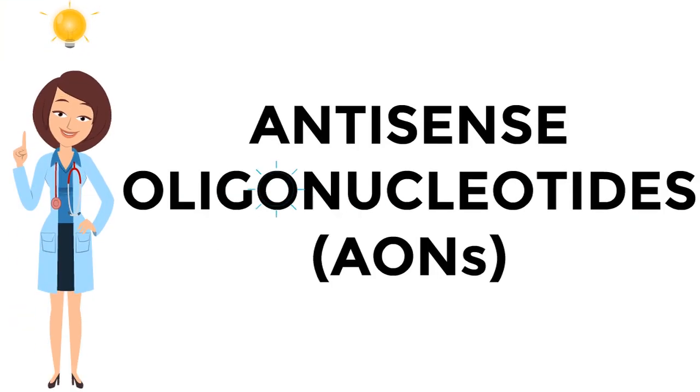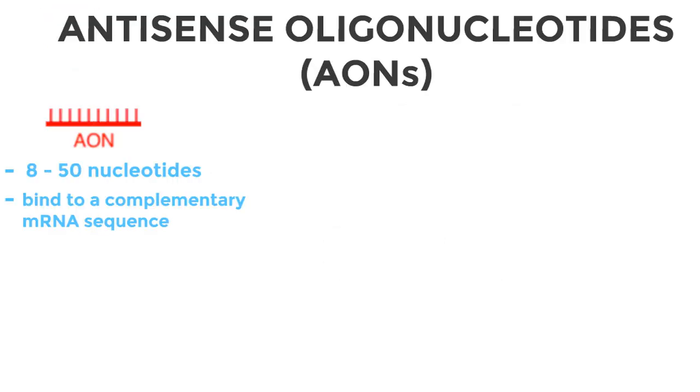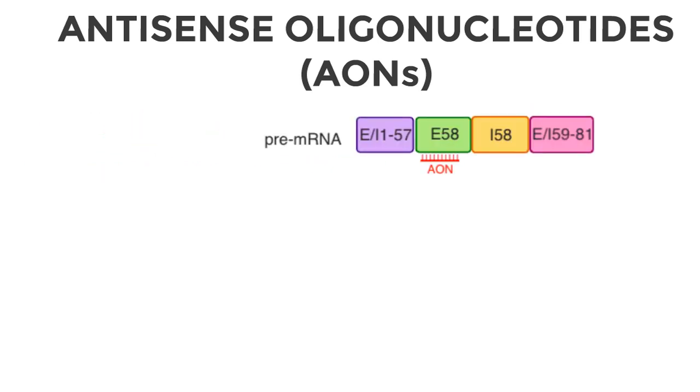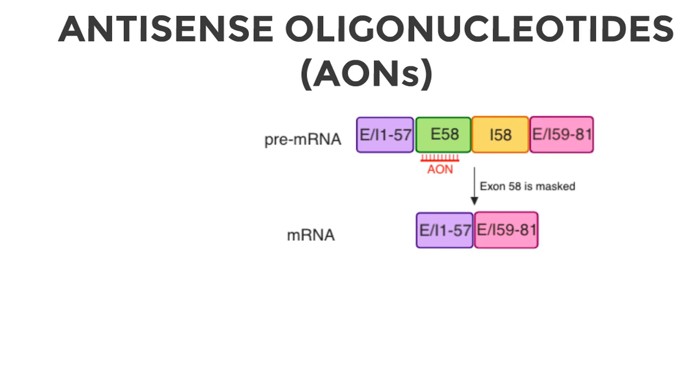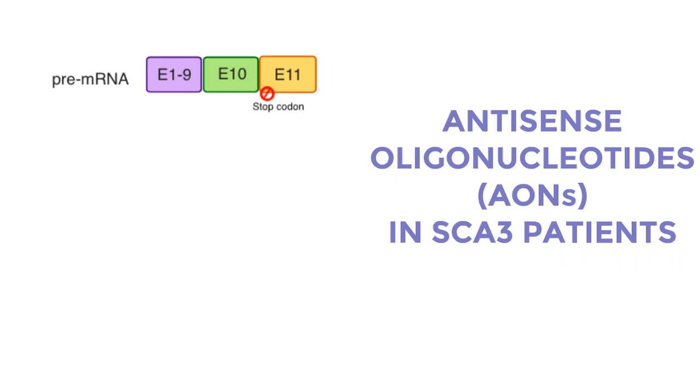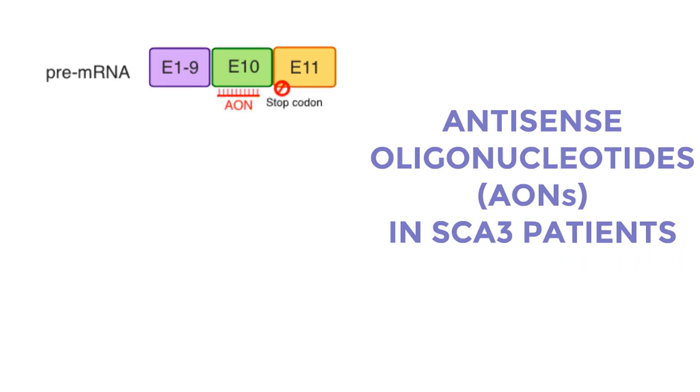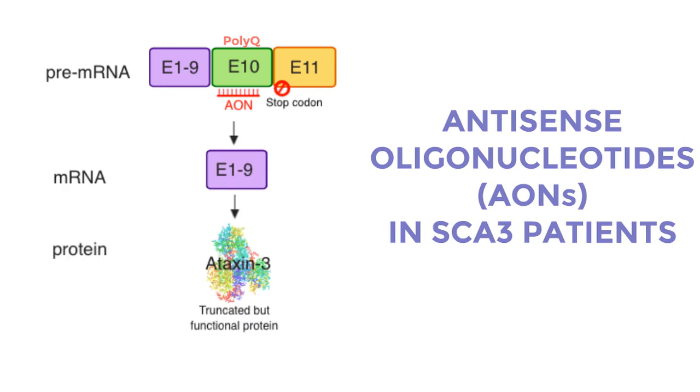One possible solution involves the use of antisense oligonucleotides, or AONs. AONs are short, single-stranded sequences of nucleic acids that can bind to an exon or intron splicing enhancer to mask the target exon, so that on translation the targeted exon is ignored. AONs can be used in SCA3 to target and skip exon 10 of ATXN3, which contains the expanded poly-Q repeats, while maintaining the reading frame. This redirection of the splicing of Ataxin-3 pre-mRNA allows the treatment of the cause of the disease.